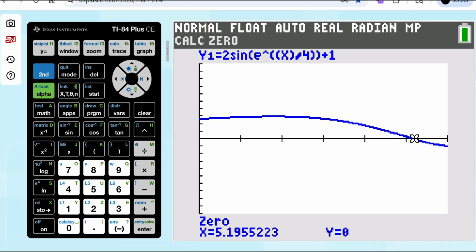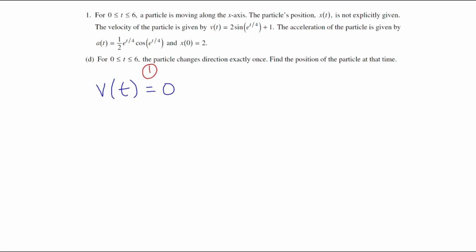5.1955223. And so we will say this is true when t is 5.1955223. And so that's the time that we're interested in finding the position at. Well, to find the position, I'm just going to call this capital A, so I don't have to keep writing 5.1955223 over and over again.